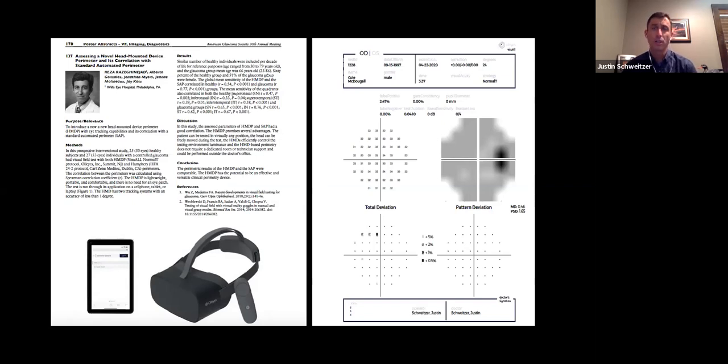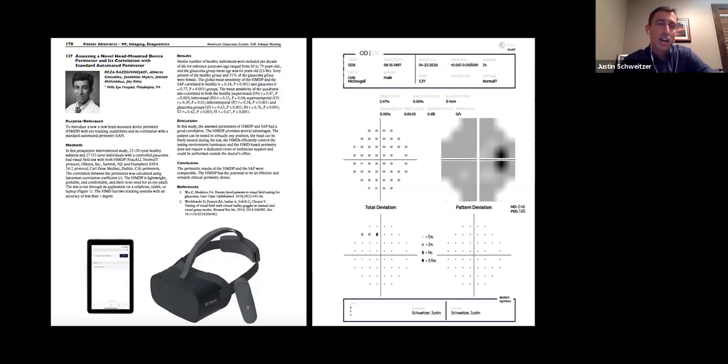You can see a printout over here, which shows that the printout is very similar to a Humphrey Visual Field. I've had the opportunity to run this on a few patients of mine. This is one of my technicians on here, so I'm not violating HIPAA, I promise. But the beauty of this is it really does match fairly closely to the Humphrey Visual Field.